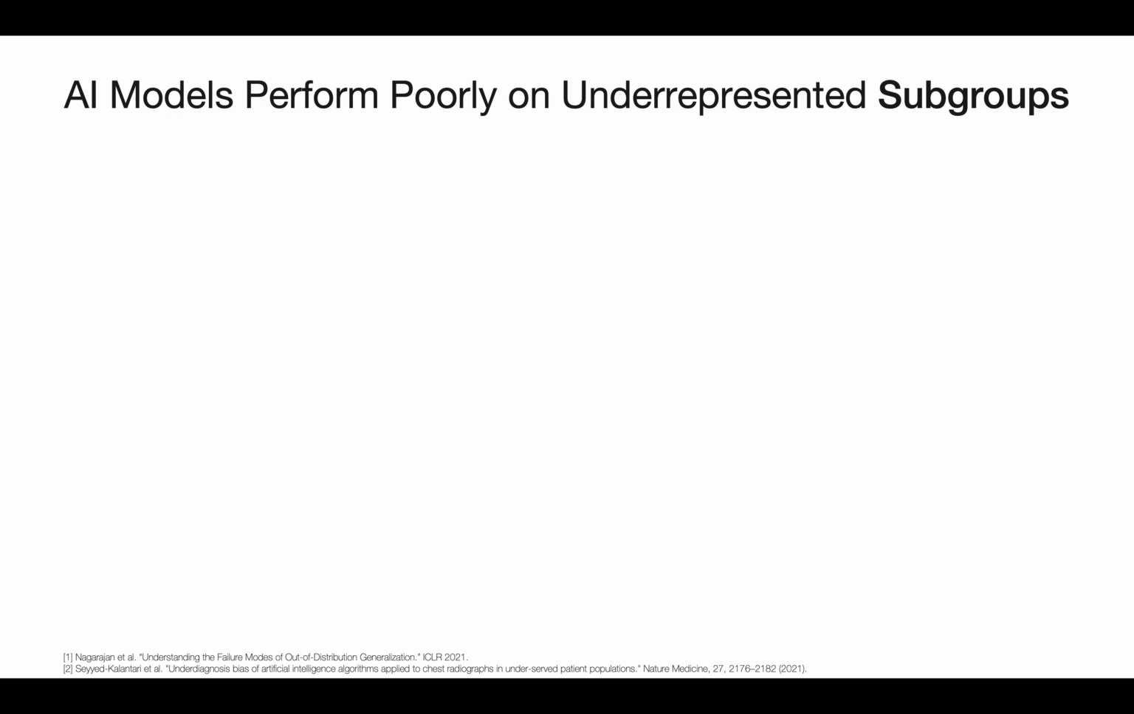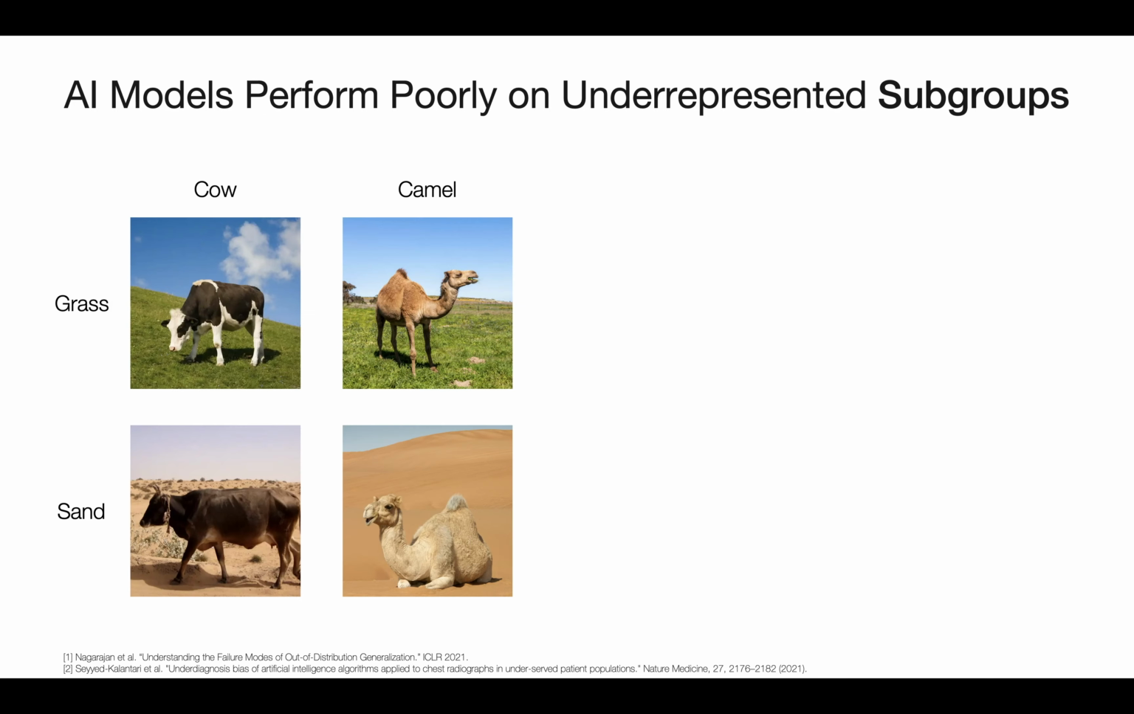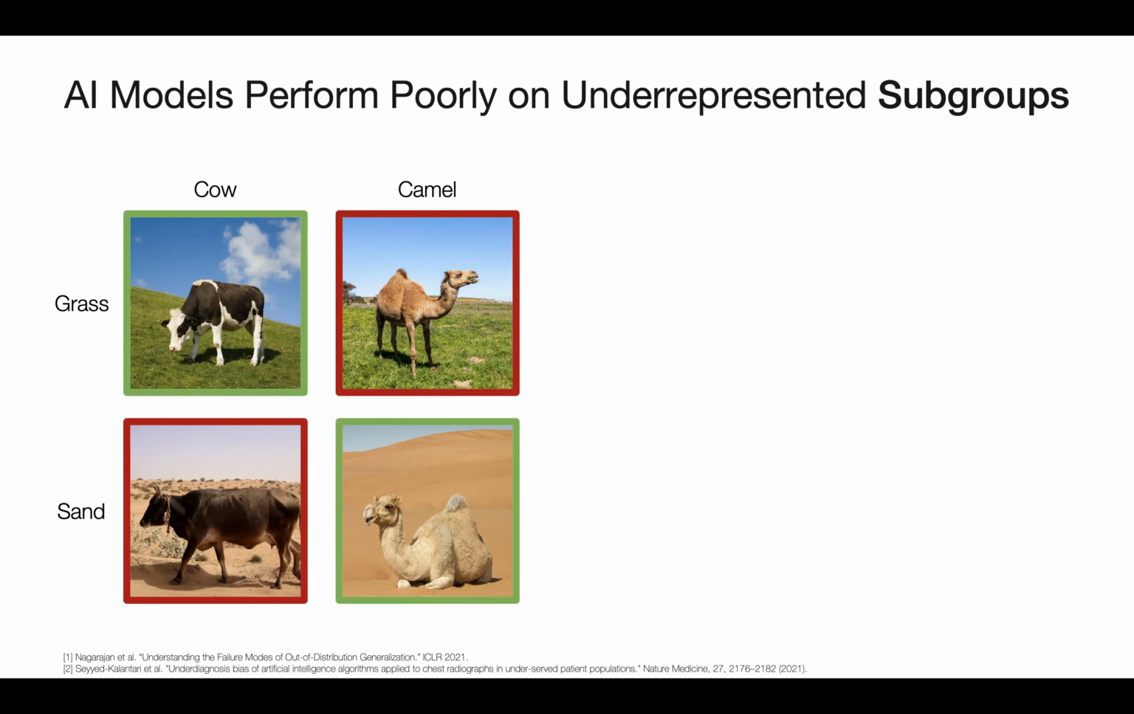Machine learning models often perform poorly on subgroups that are underrepresented in the training data. For example, in the task of cow and camel classification, cows are often found in areas with green grass, and camels are often found in areas with yellow sand. However, such correlation is spurious because the presence of cows or camels is unrelated to the background color. As a result, the trained model performs well on the aforementioned images, but cannot generalize to animals with different background colors that are rare in the training data, such as cows on sand or camels on grass.